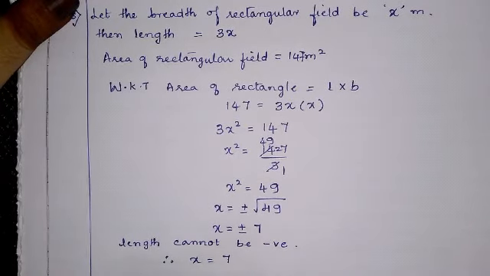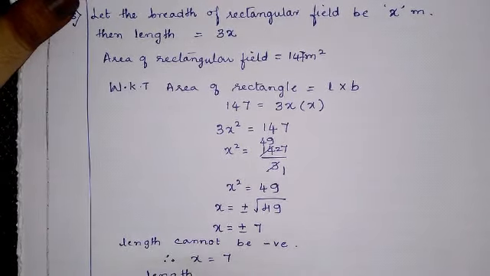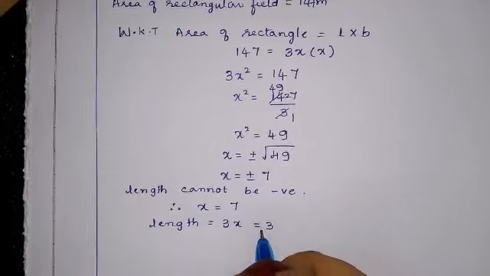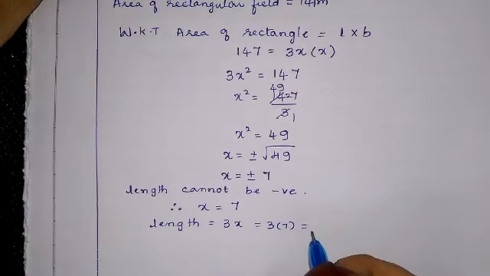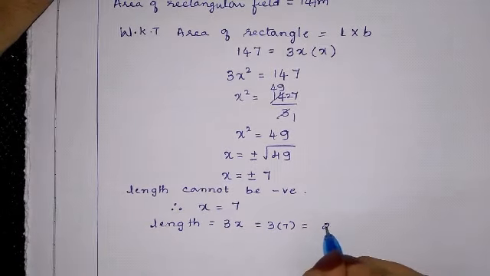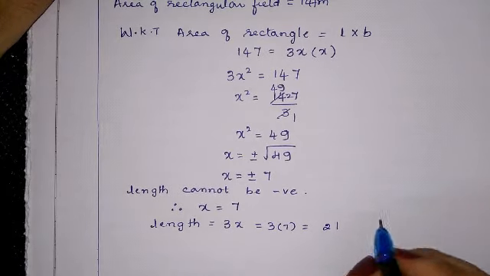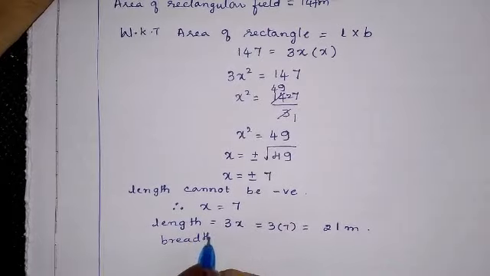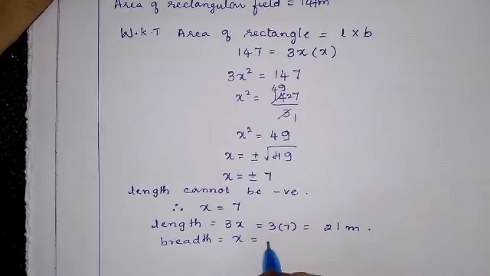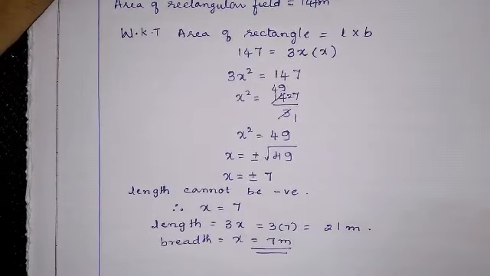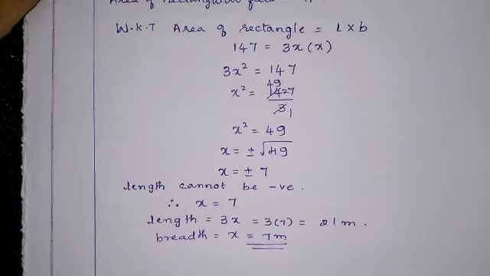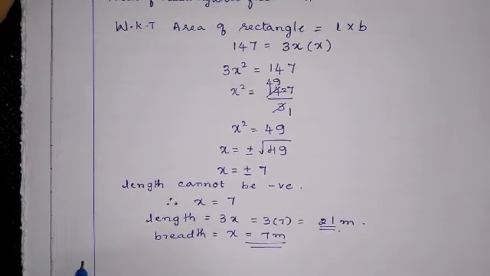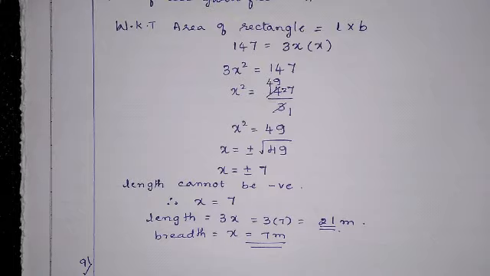x means what? Length is equal to 3x, that is 3 into 7, 7 3s are 21 meter, and breadth is equal to x, that is 7 meter. So they have told in the question to find the length and breadth, so we got the length and breadth value. Now let us see the 9th question.